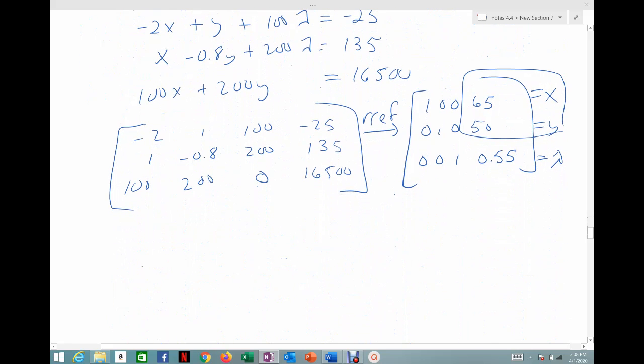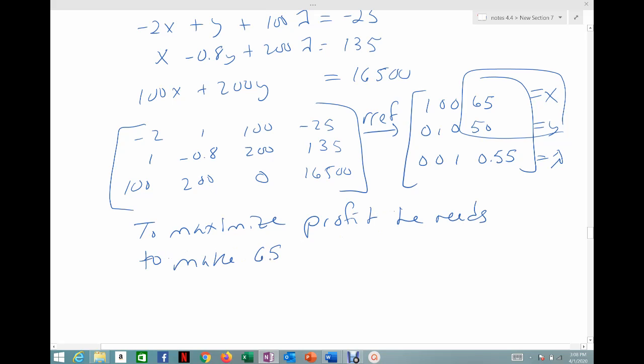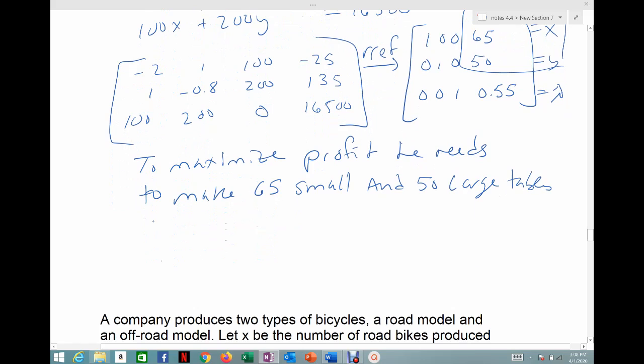X is small, y is large, so to maximize profit, he needs to make 65 small and 50 large tables to get a profit of, well, I have to plug that in.